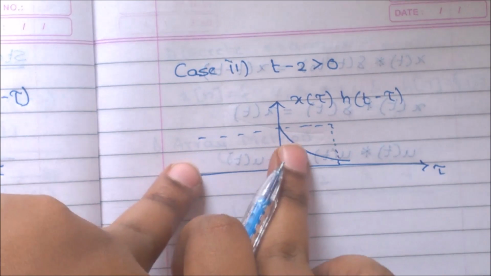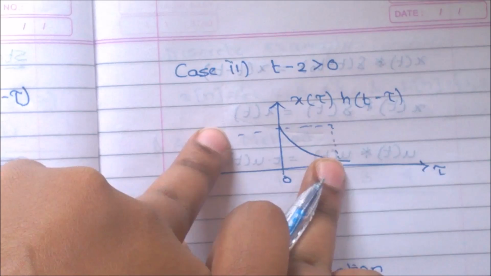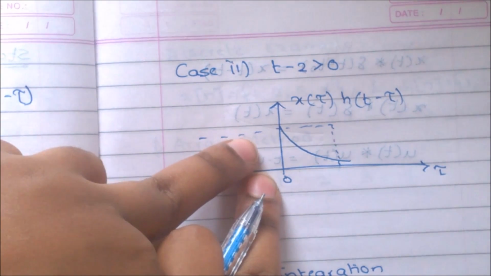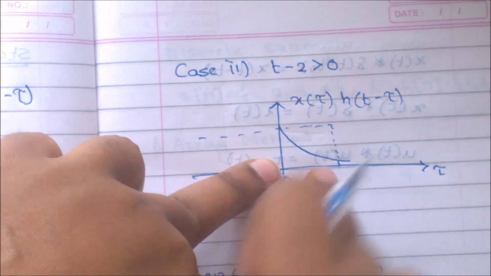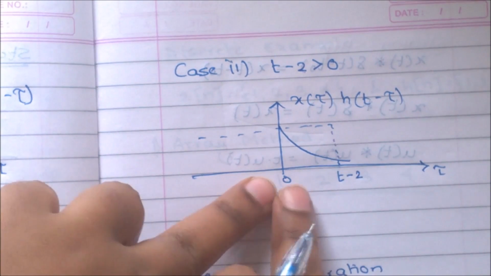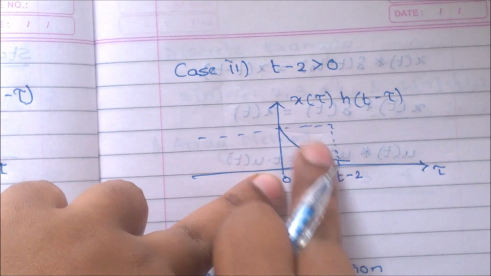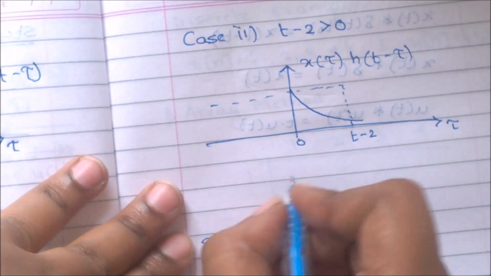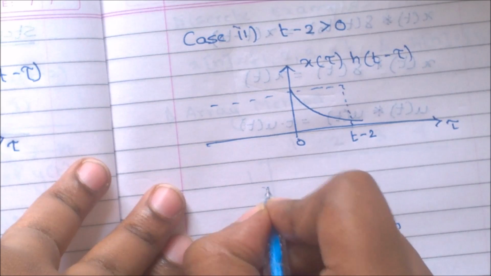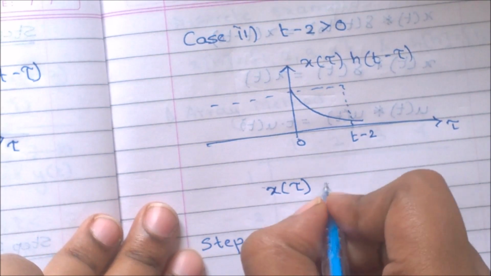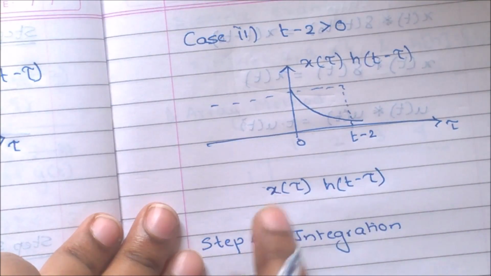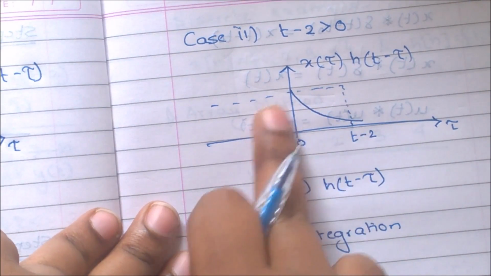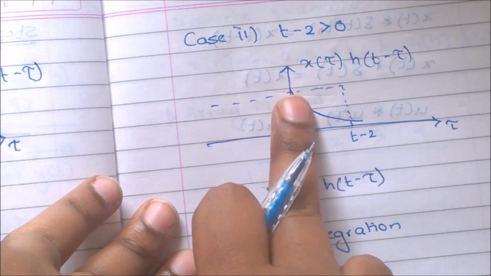So what we can see is that the multiplication of x of tau and h of t minus tau is not 0 in this case, because till here the value of x of tau is 0 and this is 1, so 1 into 0 is 0. From 0 to t minus 2, it is some finite value, because 1 is getting multiplied by e raised to minus 3t u of t. So what we will obtain is the multiplication, that is x of tau into h of t minus tau. This x of tau has the value 1 in this limit, and the value of h of t minus tau is e raised to minus 3t.